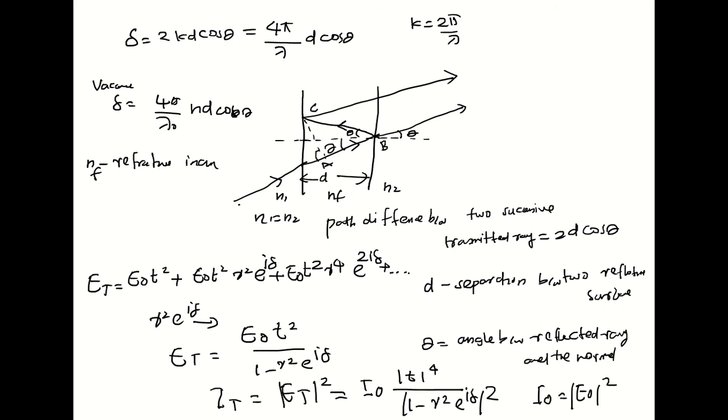Also, a phase change may occur on reflection. If we take the phase difference into account, reflection also has a corresponding phase change, and r is in general a complex number, so we can express it as r equal to mod r e raised to i delta r by 2. Okay, I'll represent that in the next slide.